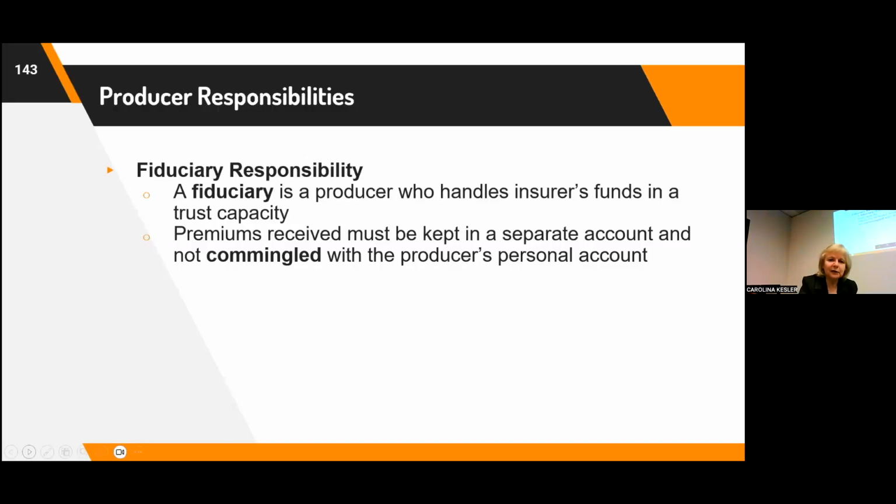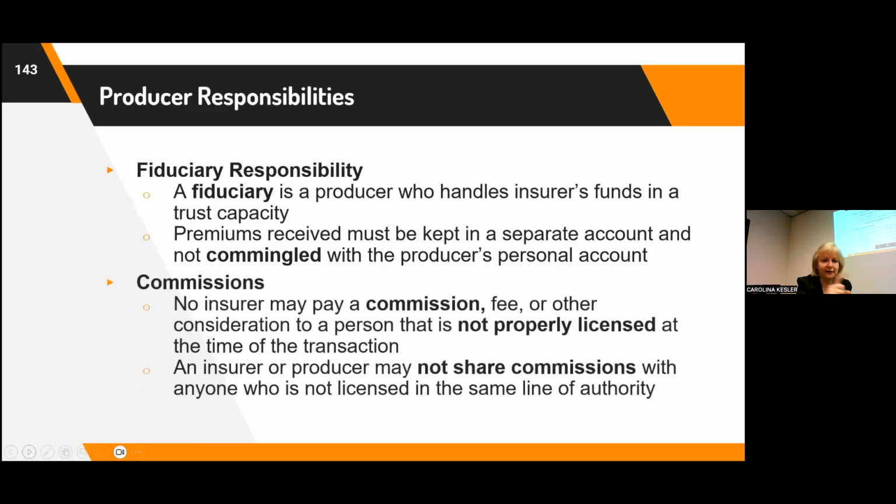Fiduciary responsibility is when a producer handles insurers' funds in a trust capacity. Premiums received must be kept in a separate account, not commingled with your own personal account. So fiduciary, and you're going to look for premiums more than likely, right? But trust capacity is the other one they like to use. So commissions: no insurer may pay a commission fee or other consideration to a person that is not properly licensed.